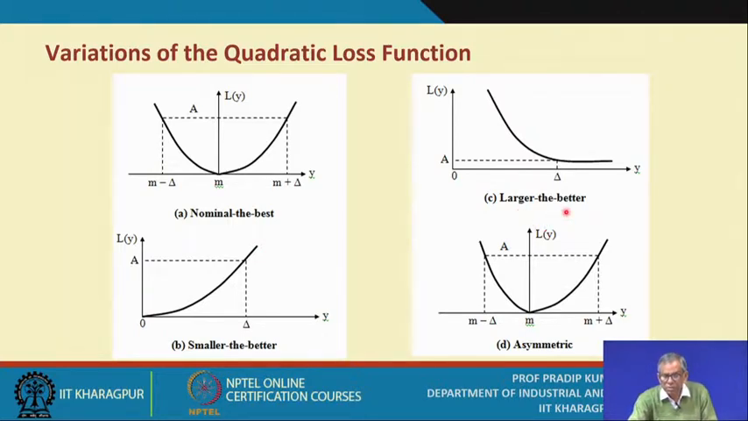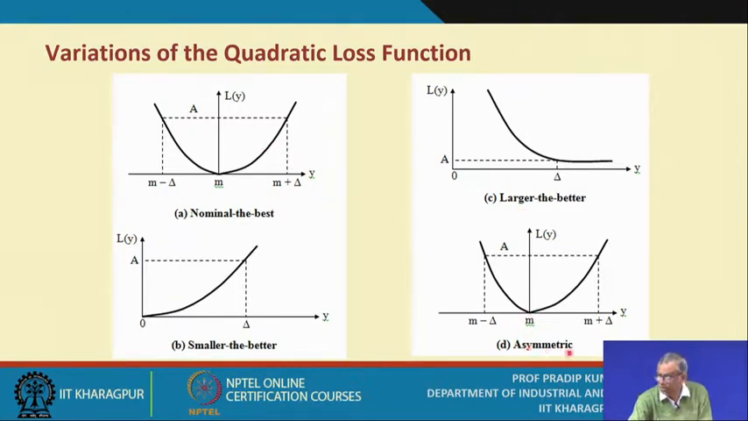The third case is the larger the better quality characteristic. If the value is very high, tending to infinity, that is okay, and the loss will be 0. And if there is a deviation from the other side, that is delta, you will find you are incurring a loss of A. Correspondingly, the difference from 0 you calculate and you find that the loss is capital A. So this is a symmetric case.